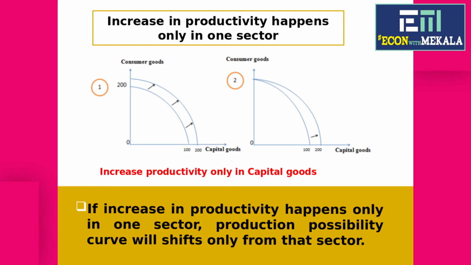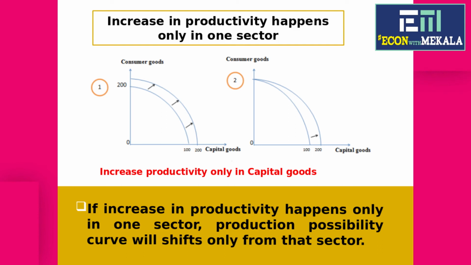Next topic is about increase in productivity happening only in one sector. I hope you can remember when we were constructing the PPF, we made a few assumptions. One assumption is we take only two goods produced in the economy, assuming we produce only two goods. So if you look at the first graph, you can see the two goods we are producing, consumer goods and capital goods.